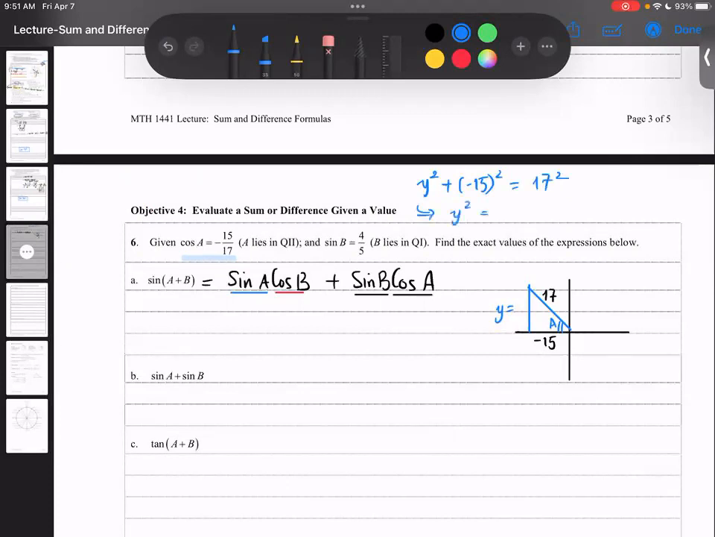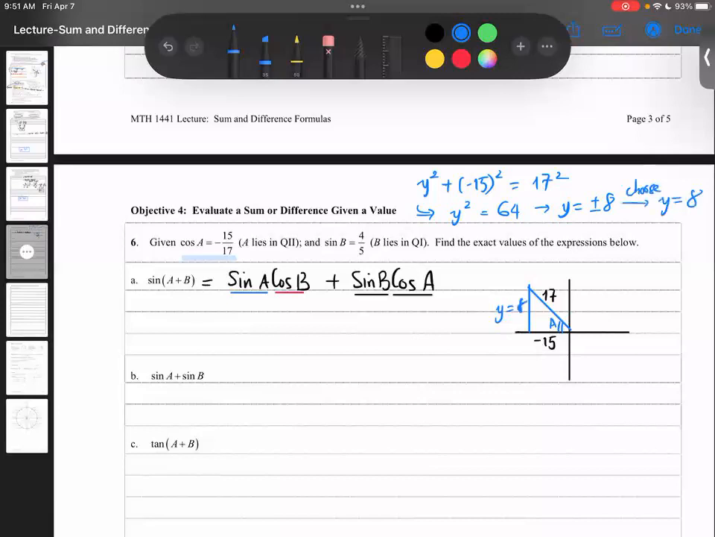If you plug in your calculator, y squared is equal to 64. Y equals plus or minus 8. What should I choose, positive 8 or negative 8? Second quadrant. Positive, right? Because in the second quadrant, you still have a positive height. So y equals positive 8.